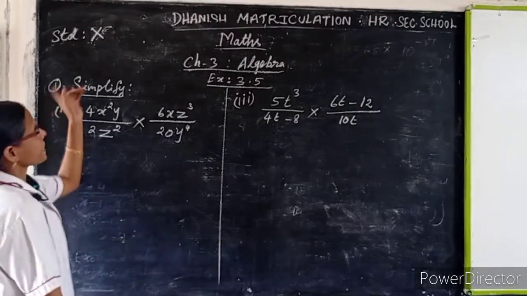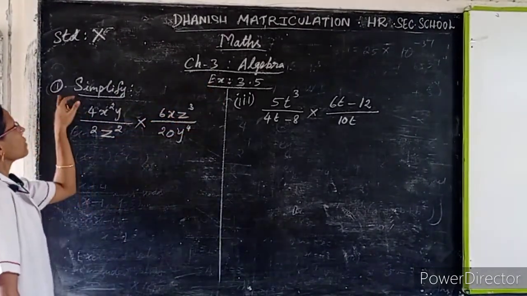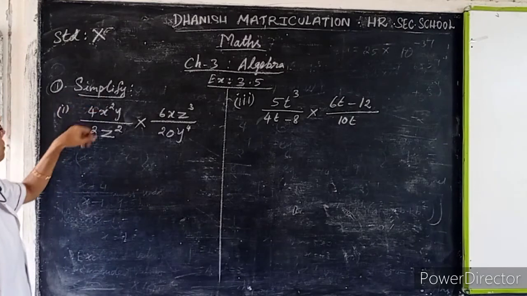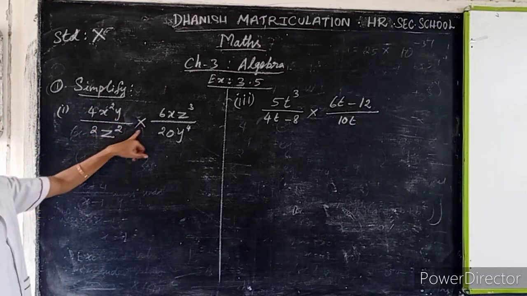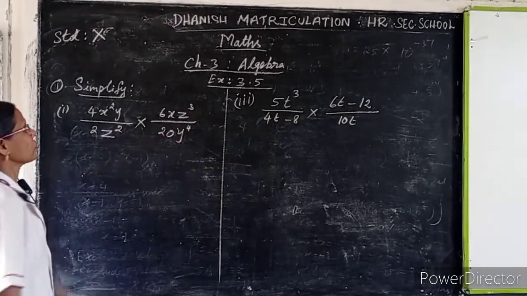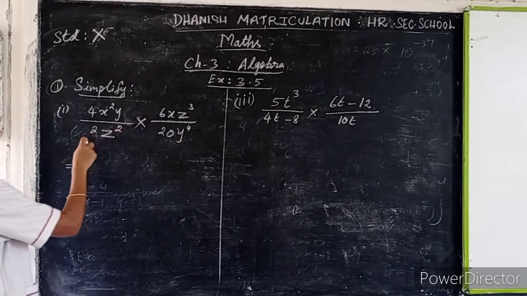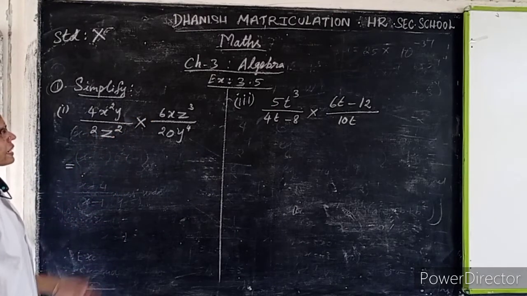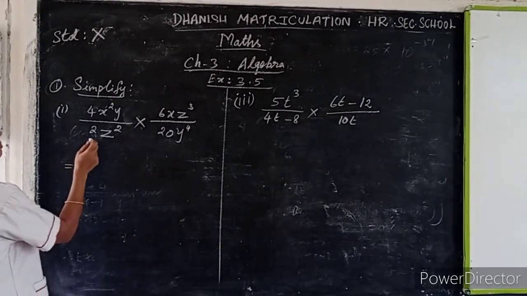Hi students, this is 10th class, chapter 3 algebra, exercise 3.5. Question number 1. Simplify. First subdivision: 4x square y by 2z square into 6x z cube by 20 y power 4. Here multiplication is our only operation. So just subtract the greater powers for the same variables.